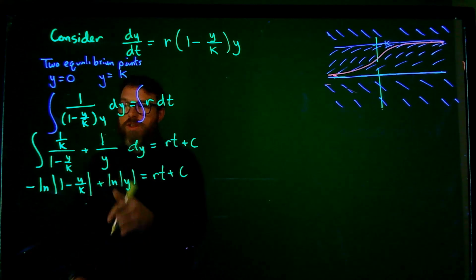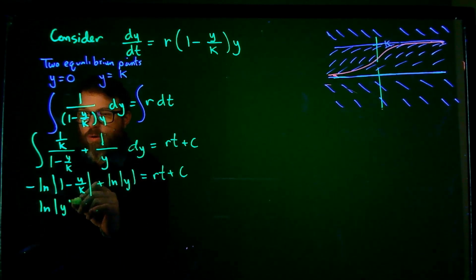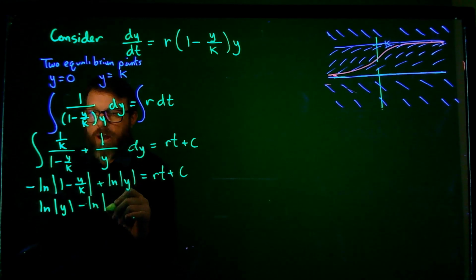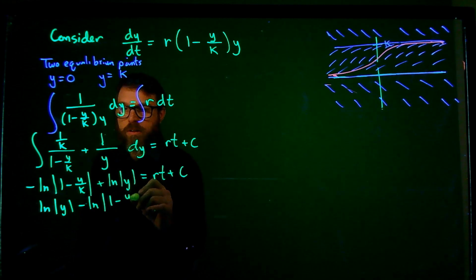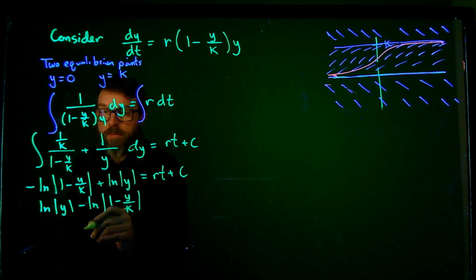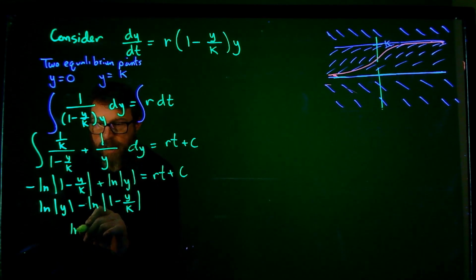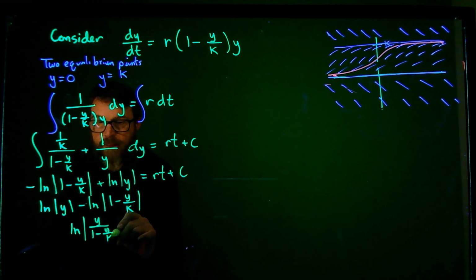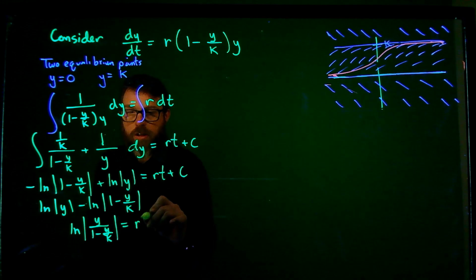Now I'm going to switch this thing's order because I want to condense these natural logs. In order to do that, I'm going to use the property of natural log that says the subtraction of two logs is going to be the single log of the division of these arguments. So what I mean by that is the natural log of y minus the natural log of this binomial is going to be the natural log of y divided by that binomial. And over here we're still going to have our rt plus c.